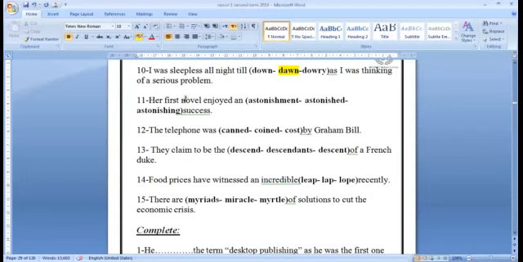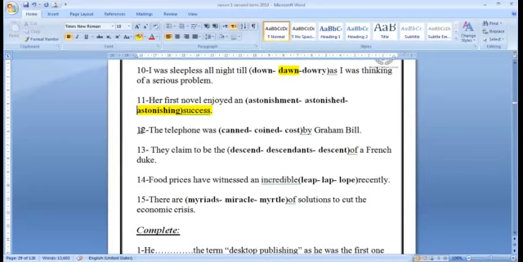Number 11: her first novel enjoyed astonishing success. Here I need an adjective to describe the word success, so of course the answer is "astonishing". The word "astonishing" here is an adjective describing the noun, which is "success".